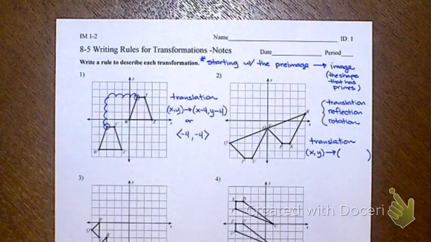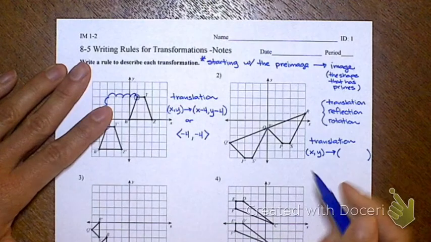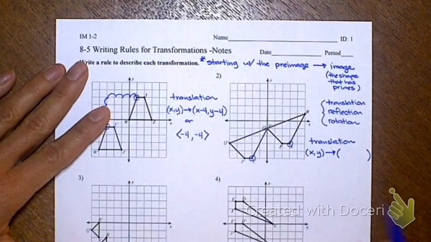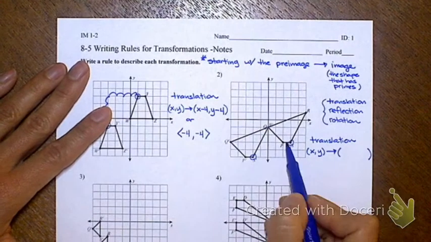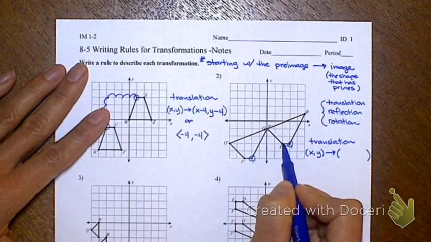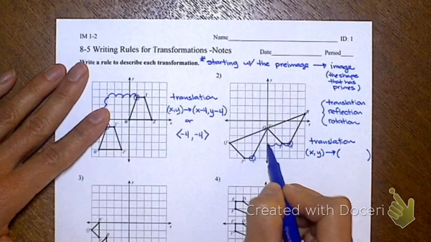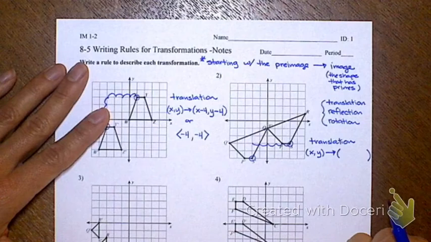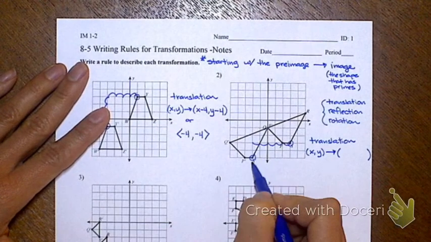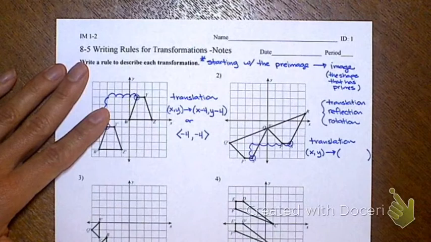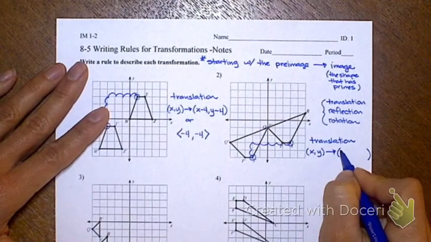Okay, so I'm going to pick 2 points. Maybe I'll pick S and see how I get to S prime. Okay, so do I have to go right or left? Left. 1, 2, 3, 4, 5 spaces left. And then up or down? Down. Down 1, 2. Okay, so I went left 5, so how do I write that?